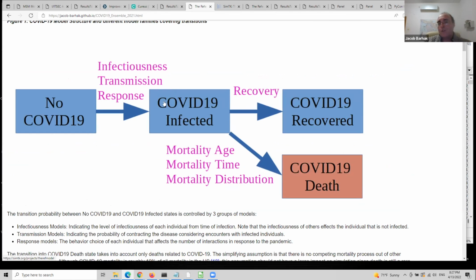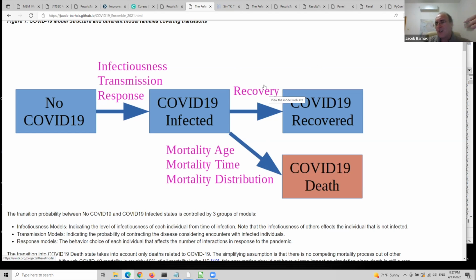Basically, what you see here is the model. Notice you have multiple models now. You have multiple infectiousness models, I'll show you what it means. Multiple transmission models. You remember that number that I told you before? Now we have multiple of those competing. We have response models: how people behave, how they respond to the pandemic. Basically, those are behavioral models.